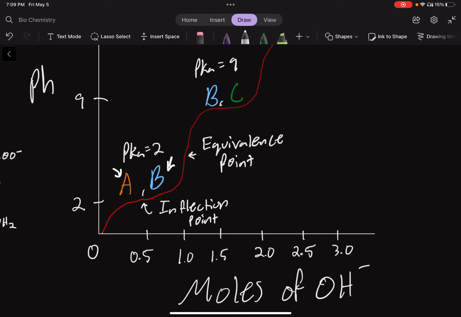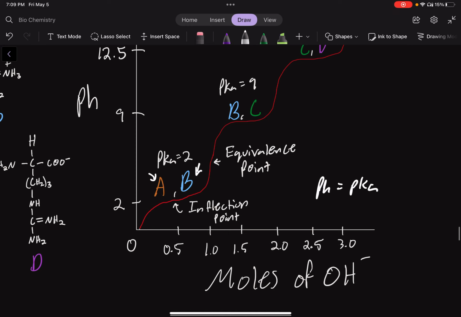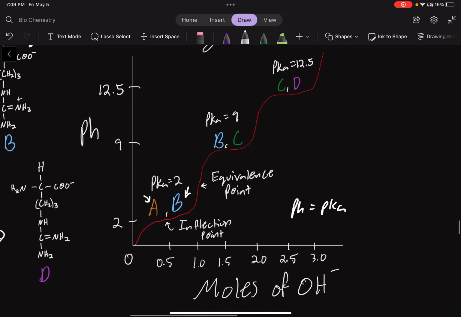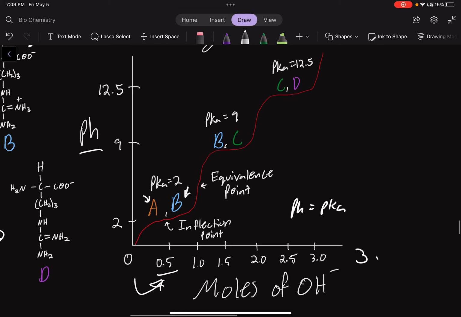This is also where pH is equal to pKa, as you can see on the left side of the screen here. The pH and the pKa are equal. Here we are adding 0.5 moles of OH at a time until we reach 3 moles of OH.